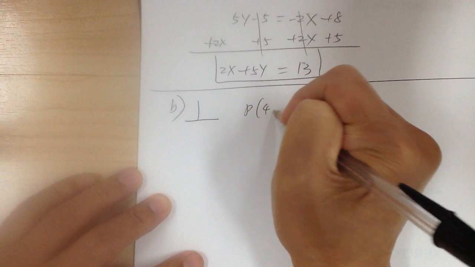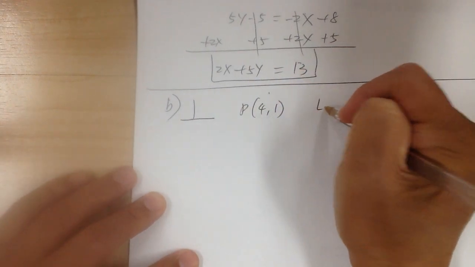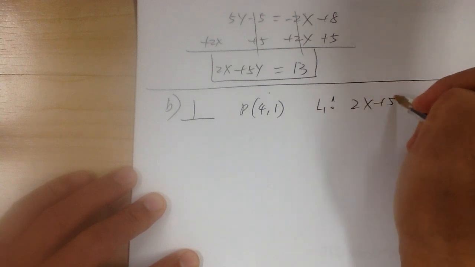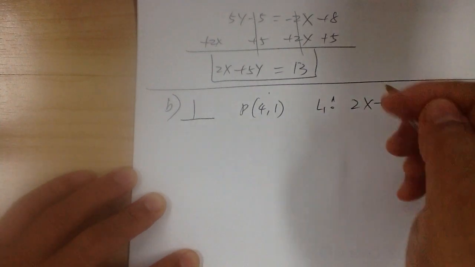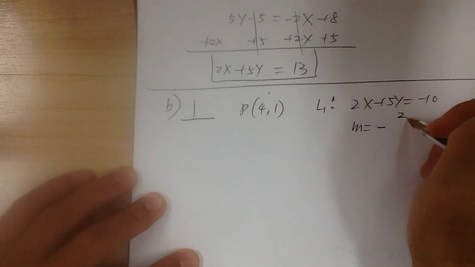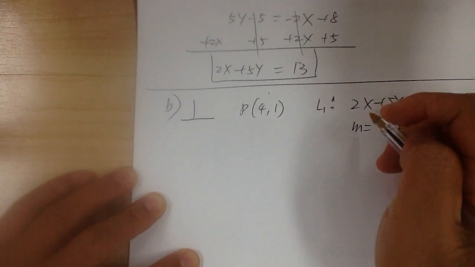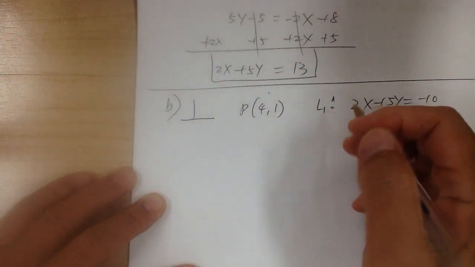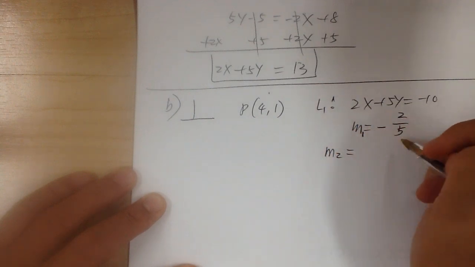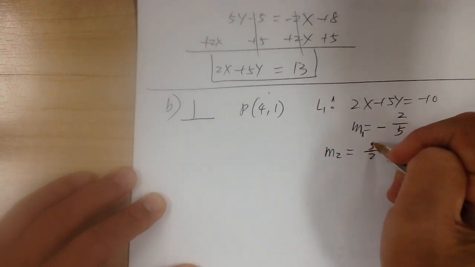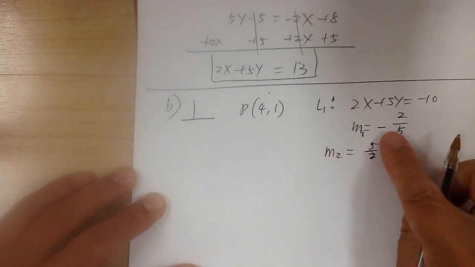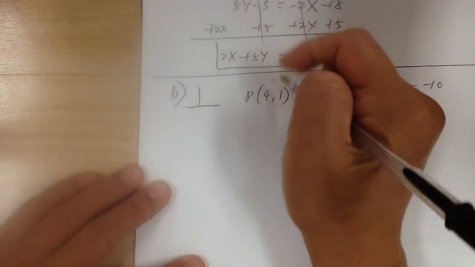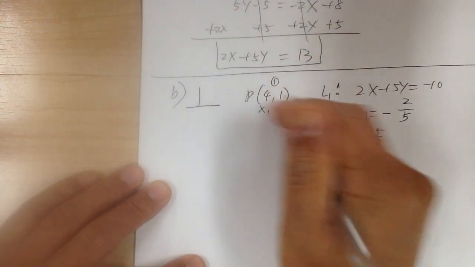You have the point (4, 1) and line 1 is 2x plus 5y equal to negative 10. Again, the slope is equal to negative a over b, so this is your m1, the slope 1. Now, because it's perpendicular, m2 is going to be the negative reciprocal, so it's 5 over 2. Again, the negative reciprocal means the fraction gets flipped upside down and the sign becomes opposite. So now you can again use your point-slope form.